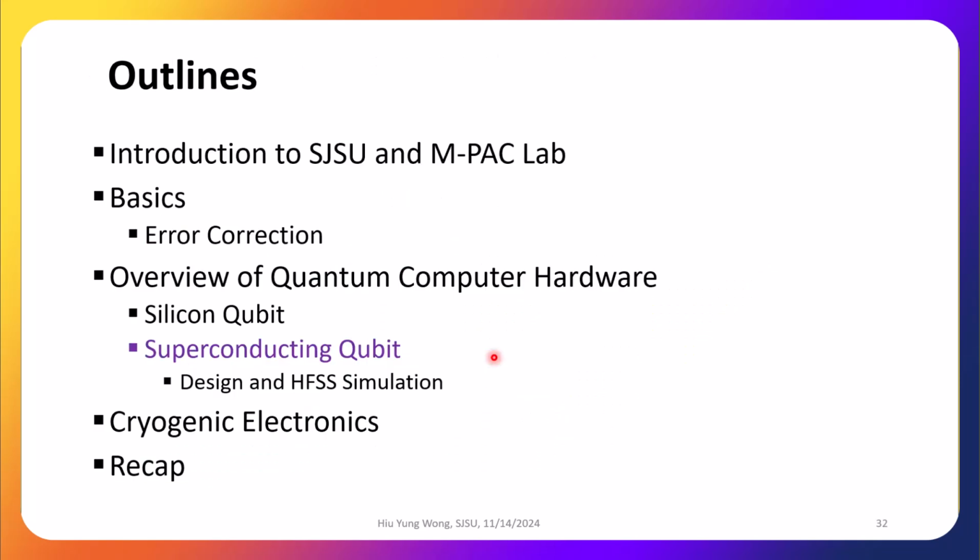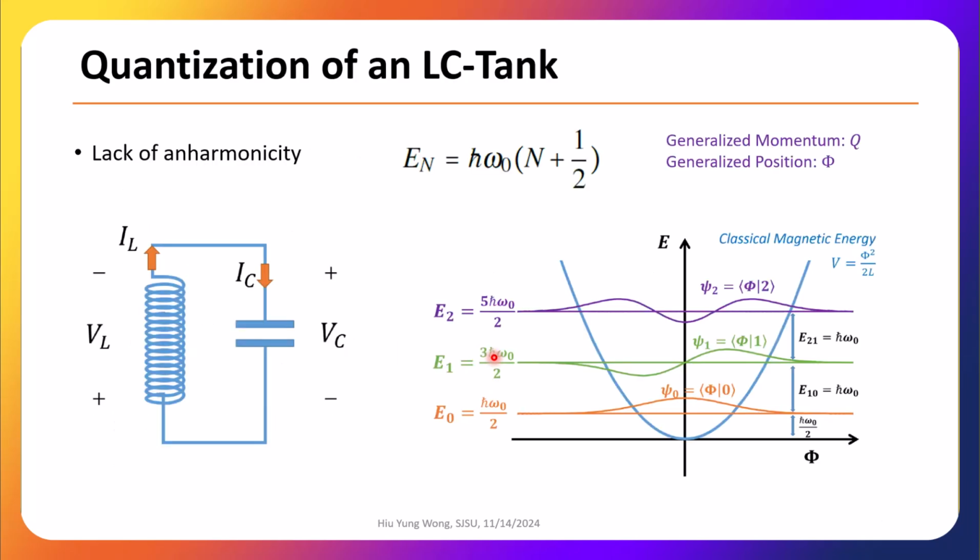Okay, so I'm done with the silicon qubit. Maybe a little bit fast, but we learned some basics, right? What we have just learned can be applied to superconducting qubit. I hope that you can contrast them and enhance your understanding. So we say we need to have a two-level system. Now in superconducting qubit, how do we do it?